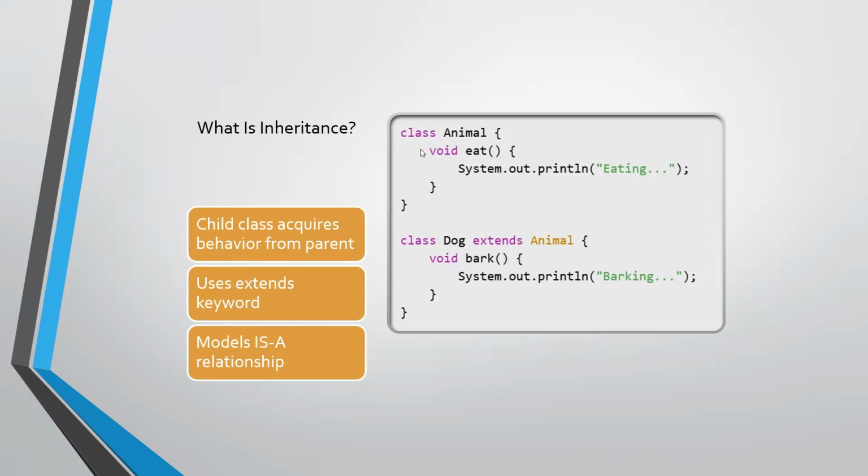So check this out. We have a class called Animal, and we have a class called Dog. Dog extends Animal. It's an extension of Animal. It's a child class of Animal. It is an animal. That's the "is a" relationship.